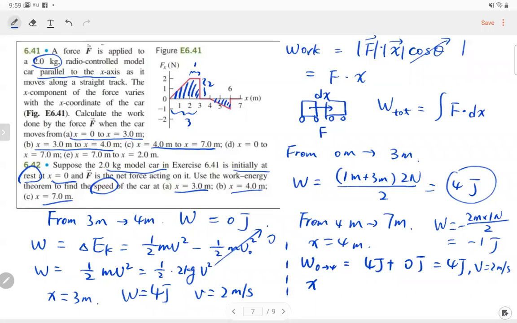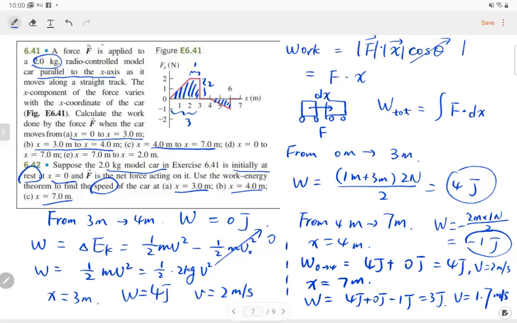Okay, then we're going to calculate the speed at 7 meters. So the total work is equal to 4 joule plus 0 joule minus 1 joule. From the 4 to 7 meters, the force has done negative work. That's a minus one, right? Minus one here. So that's 3 joule. Then the velocity is equal to 1.7 meters per second. And that means the velocity decreases. That also makes sense because the force is negative. So acceleration is anti-parallel to the motion. The acceleration is going to decelerate the speed.